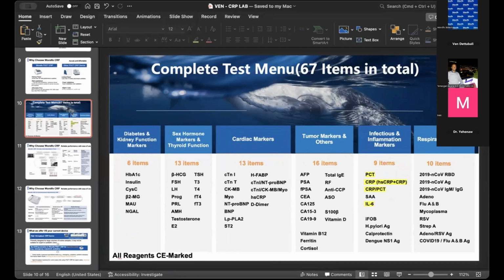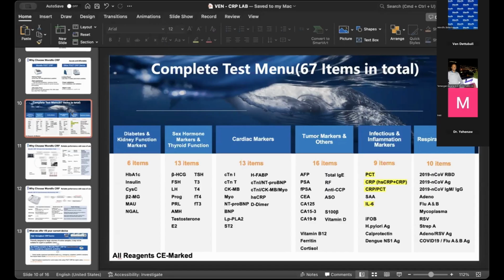Okay, so as you can see on my screen, this is the complete test menu for our Finecare platform. This is a total of 67 items. I've just highlighted some items here: PCT, CRP, and of course our interleukin 6. I've highlighted these test items because it was mentioned a while ago by our doctors that procalcitonin, CRP, and interleukin 6 are inflammatory markers commonly used in sepsis diagnosis and management. I would just like to stress that all of these are also available on our Finecare platform.